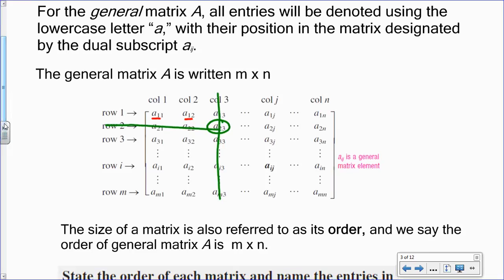The size of a matrix, we've talked about that as well, but it's also called its order. So if they ask you to find the order of a matrix, they're asking you to find the size. And it's written as row by column.